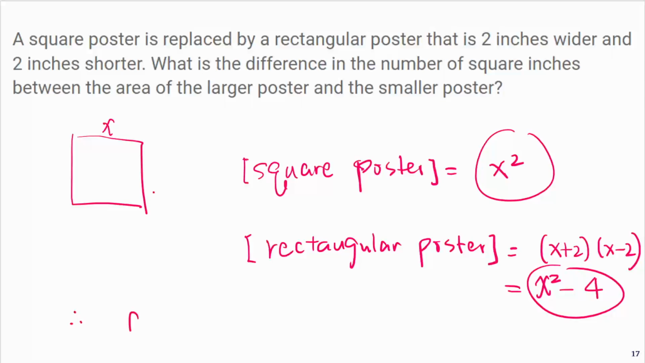So the difference is 4 square inches. Any questions? Yeah, no question.